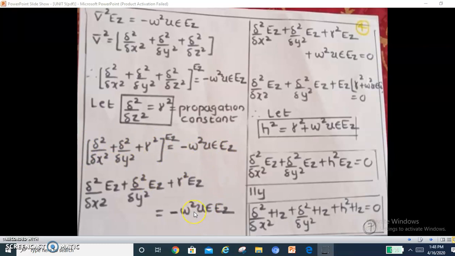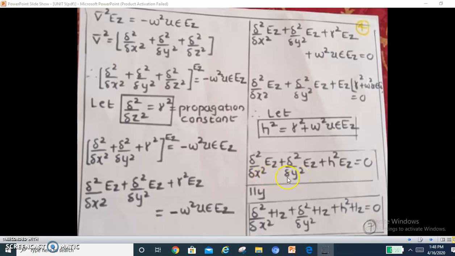So what I have done is that I have taken this part to the left side, then I can say that in this part Ez is taken common. So whatever we have written here is nothing but h square. This is treated as h square. So now h square is nothing but this part. You substitute the h square over here, then we can get this equation.